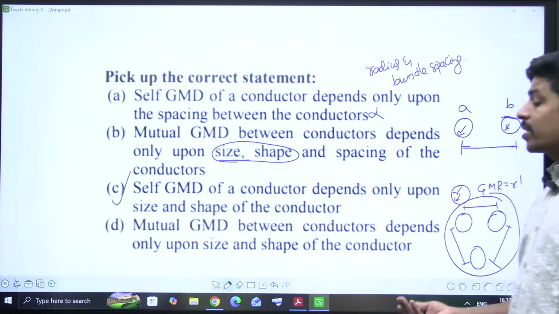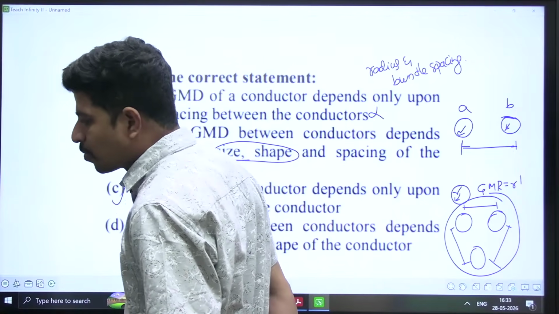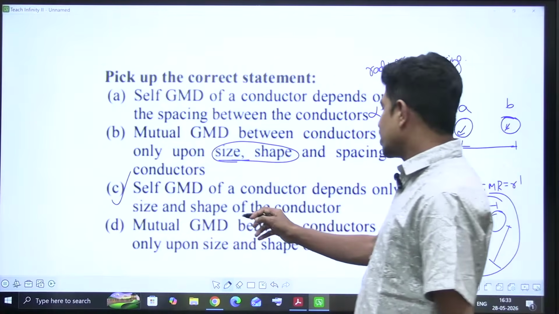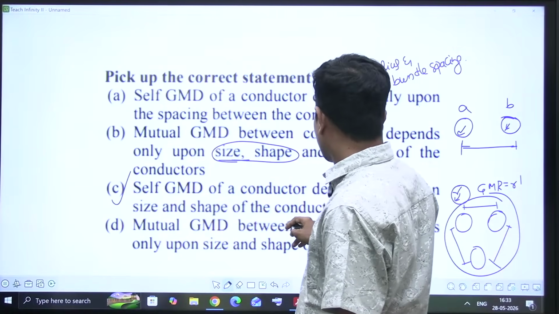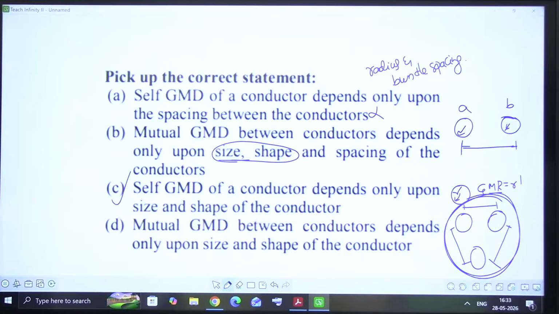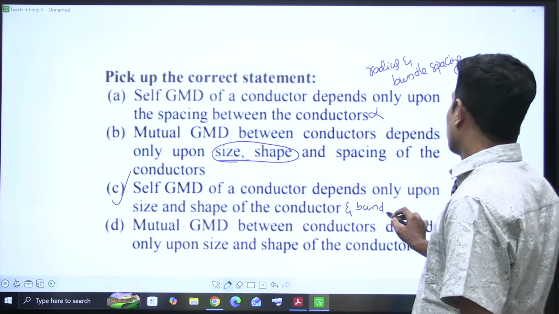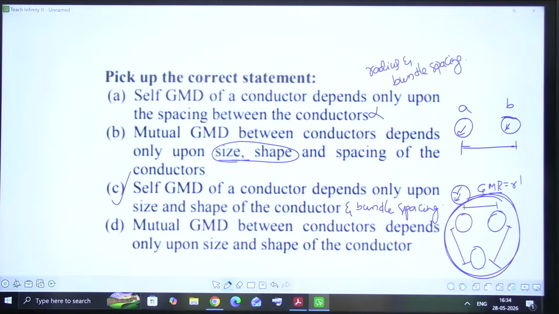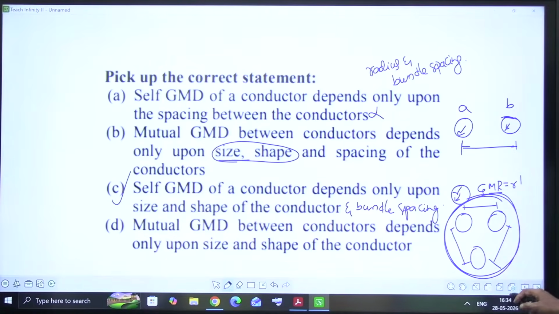Right, as I told you, these kind of questions really will make you trap. Space is also required. In which option you are talking about? Yeah, bundle spacing. So he's saying size, shape. See, the self GMD of a conductor depends only upon size, shape of the conductor. Means this total itself is taken as a conductor. But better if bundle spacing is added, not just spacing, Mr. S21, bundle spacing. This is a previous Engineering Services Examination question. Bundle spacing, not just spacing, right?